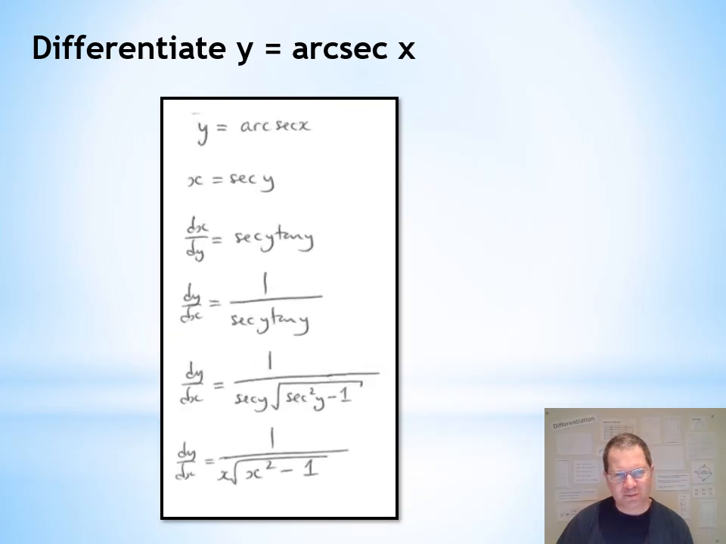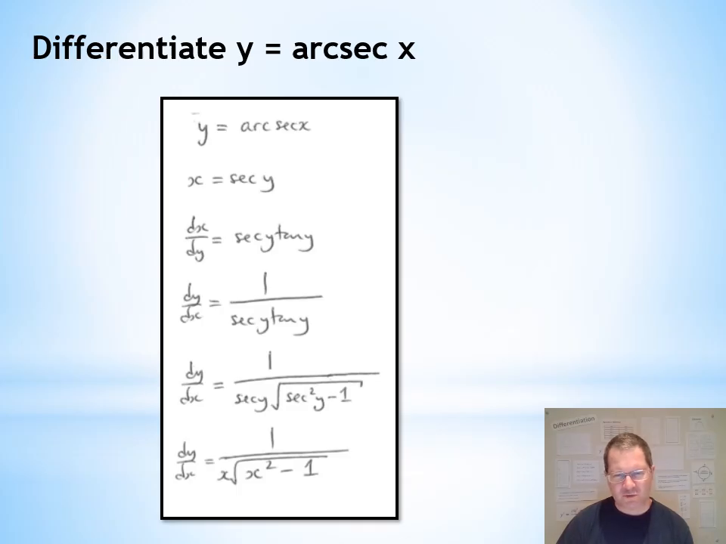And then finally, if y equals arc sec x, then x equals sec y, and again we know that if we differentiate sec y with respect to y, we're going to get sec y tan y, which we reciprocate, so dy by dx is equal to 1 over sec y tan y. But we want to do it in terms of x if we can.